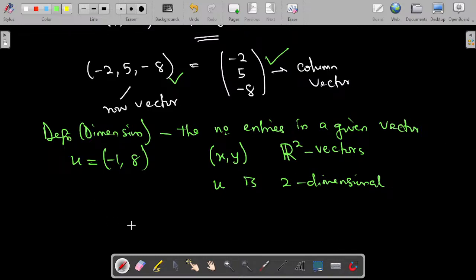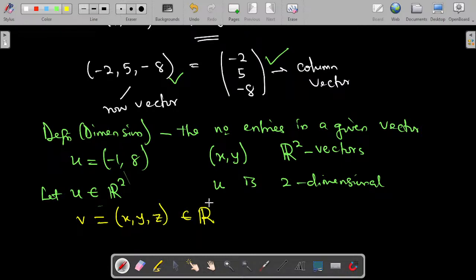Okay, so whenever you see R2, it means two-dimensional vectors. So I can come in an example and tell you, let U be an element of R2. What does it mean? It means that my U is a two-dimensional vector, so whatever your U will be will contain only two entries. Away from two-dimensional vectors, we also have three-dimensional vectors. Assume that my V contains X, Y, and Z. You say that this one is a three-dimensional vector, and it is written this way, R3.